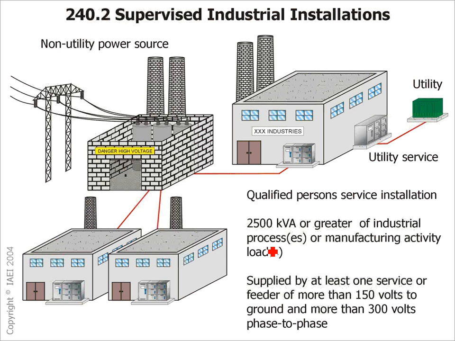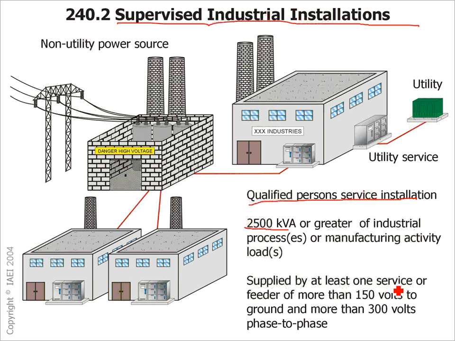Okay, overcurrent protection device. A couple of things, guys, when it comes to the overcurrent protection device that we deal with. Supervised industrial installation: if you have a supervised industrial installation, they allow you to do a lot of things that we normally don't do in a commercial building. But look at the conditions though. You have to have very qualified service people working on it. Here it's 2,500 kVA or greater of industrial process and manufacturing. So they're really restricting it, right?